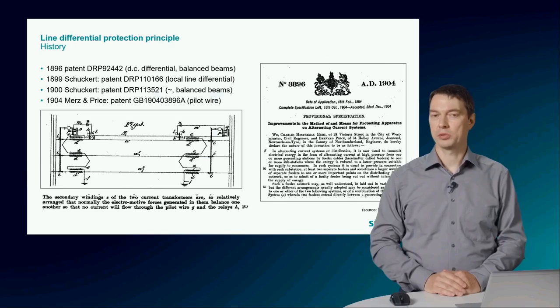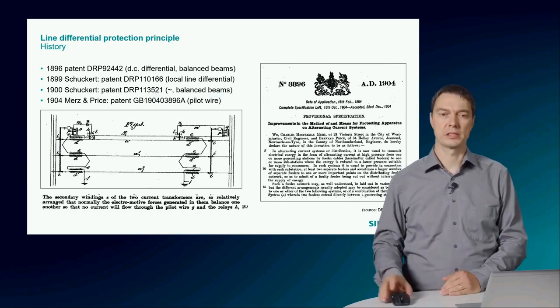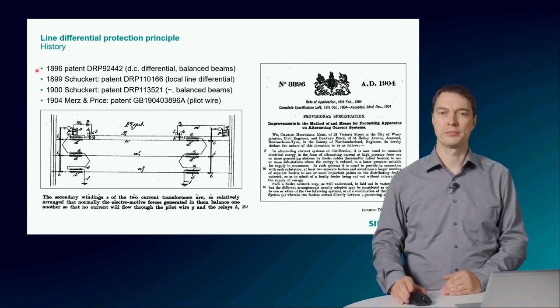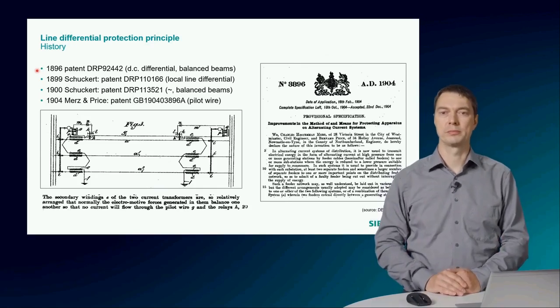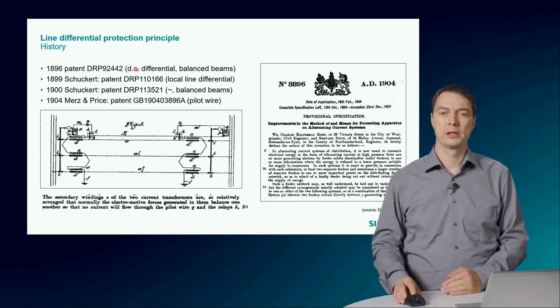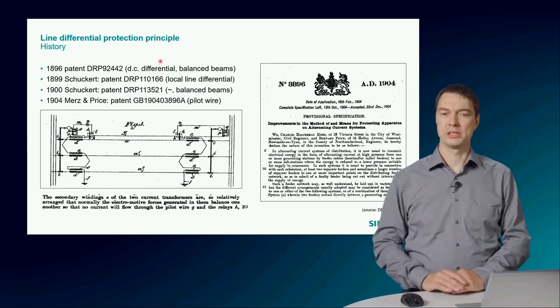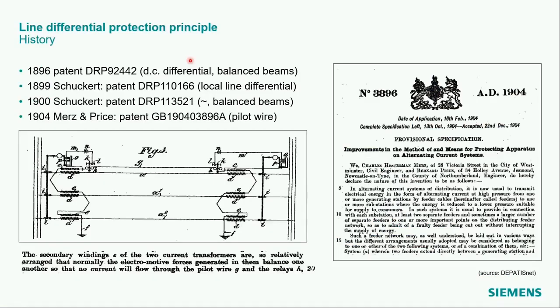The line differential protection principle is very old. It started around 1900 with patents by Shugart. A balanced beam was used for the DC differential protection. Later, around 1900, Shugart enhanced it further for the AC lines, but still used the local measured currents for the differential protection. Merz and Price in 1904 marked with their patent the birth of the line differential protection.